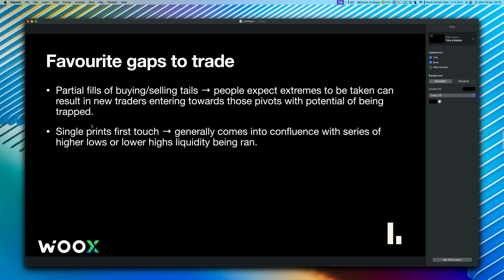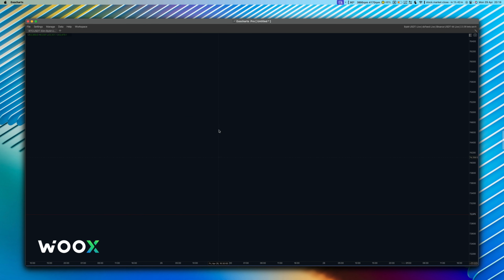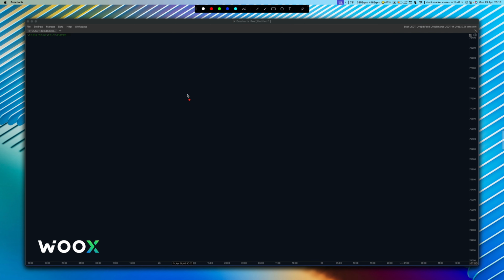So then you have single prints first touch. Generally it comes into confluence with a series of higher lows or lower highs, liquidity being around. What do I mean by that? We'll head over to Exo again, it doesn't really matter, and I'll do a drawing. If you see a very quick move up, this creates your single print, which is here, for example. This is your single print in the middle of the profile, important to note that. And then you have a series of higher lows building up before here.